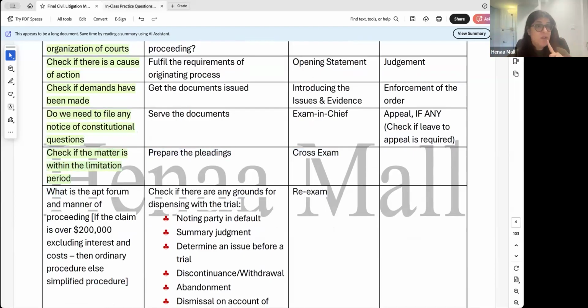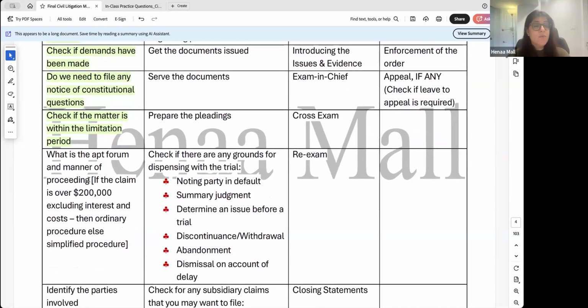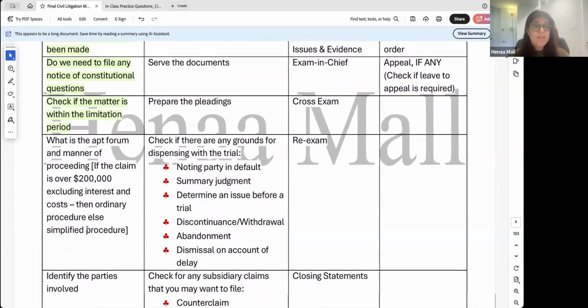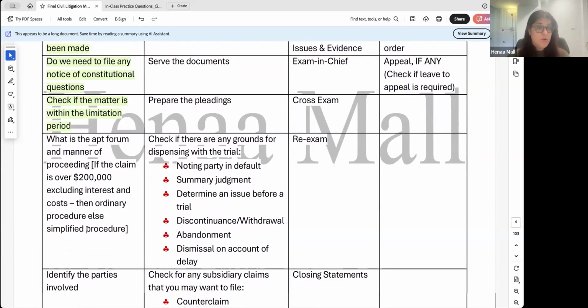These limitation periods are going to undergo a sea change. What is the appropriate forum of the matter? If the claim is over $200,000, excluding interest and cost, then you will go for ordinary procedure. Otherwise, if the claim is less than $200,000, you will go for simplified procedure.